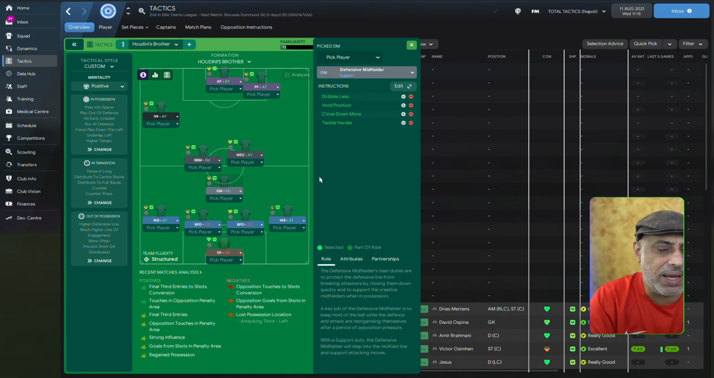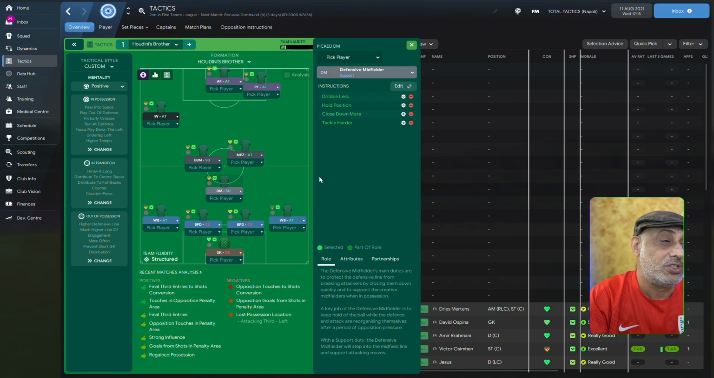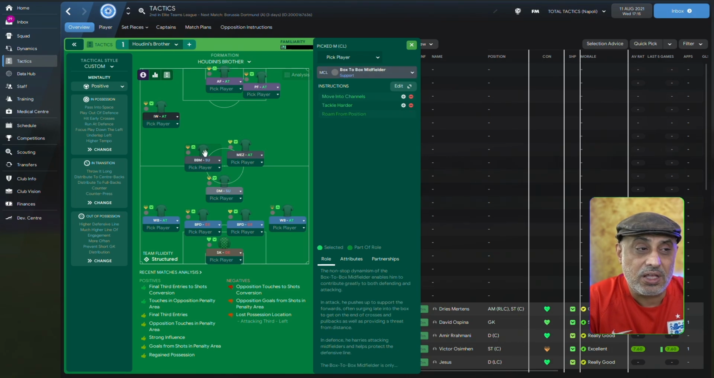I don't want a player here spending a lot of time thinking about making killer passes. Hey, we've got lots of movement happening off the ball. I don't need somebody to try something fantastic. So what we have told him to do is dribble less, hold his position, close down more, and tackle harder. This means that I only have a few players in this team that are going to be running at defenses. The advanced forward, the inverted winger, the pressing forward, the Mazala on attack, and to some extent, the box-to-box midfielder.